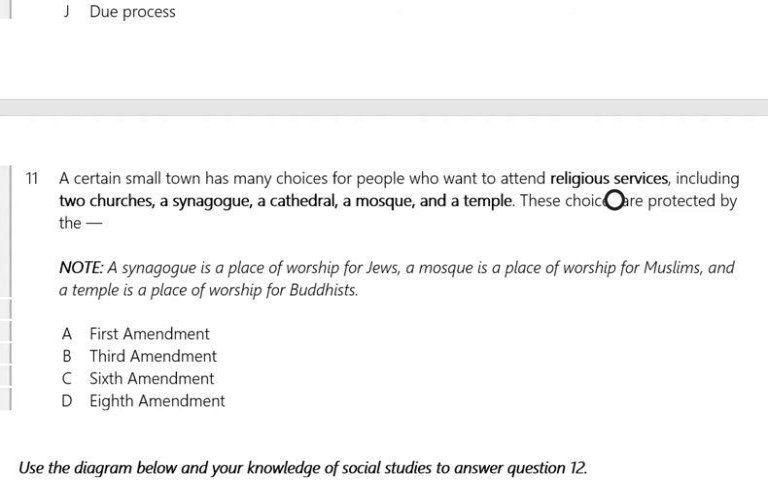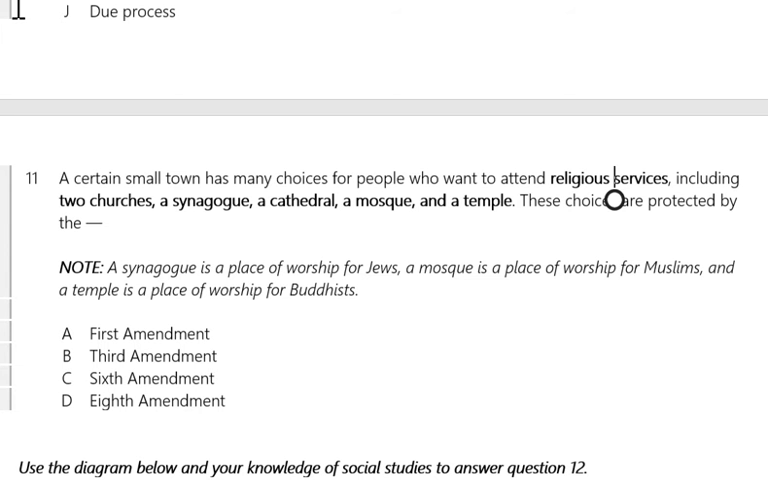Question 11. A small church town has many choices for people who want to attend religious services, including 2 churches, a synagogue, a cathedral, a mosque, and a temple. A synagogue is a place of worship for Jews, a mosque is a place of worship for Muslims, and a temple is a place of worship for Buddhists.